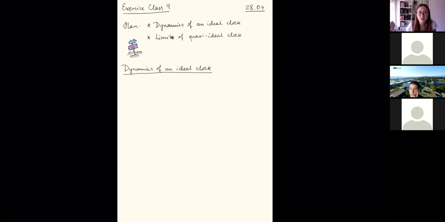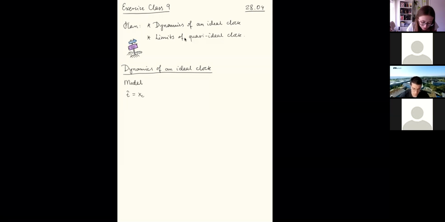So the idealized clock, we already discussed it in the lecture. We can model it by assuming that the time operator is the position operator of the clock, and the Hamiltonian in this case is just the momentum of the clock. And crucially, this idealized clock has three properties, which we're going to show now.